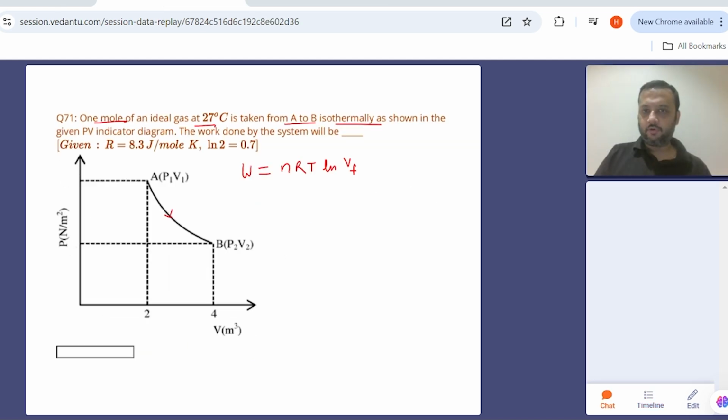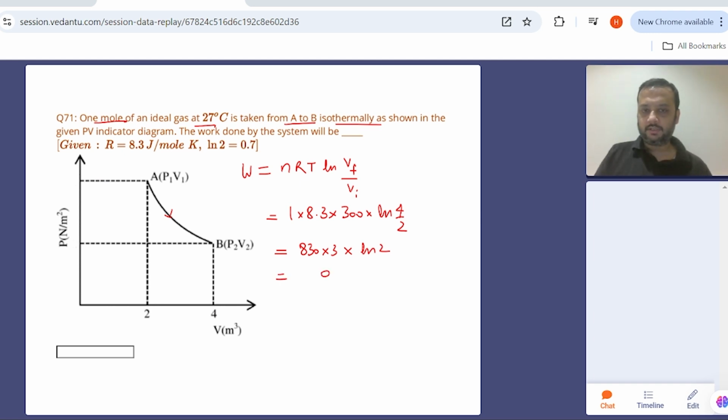ln of final volume upon initial volume. Now we have 1 mole. R value is 8.3. Temperature is 27 degrees Celsius, which you need to convert in Kelvin, which will be 300 Kelvin, into ln of final volume is 4 and initial volume was 2. So we can say that 4 by 2. This will become 8.3 into 100 will become 830, which into 3, and this will be ln2.